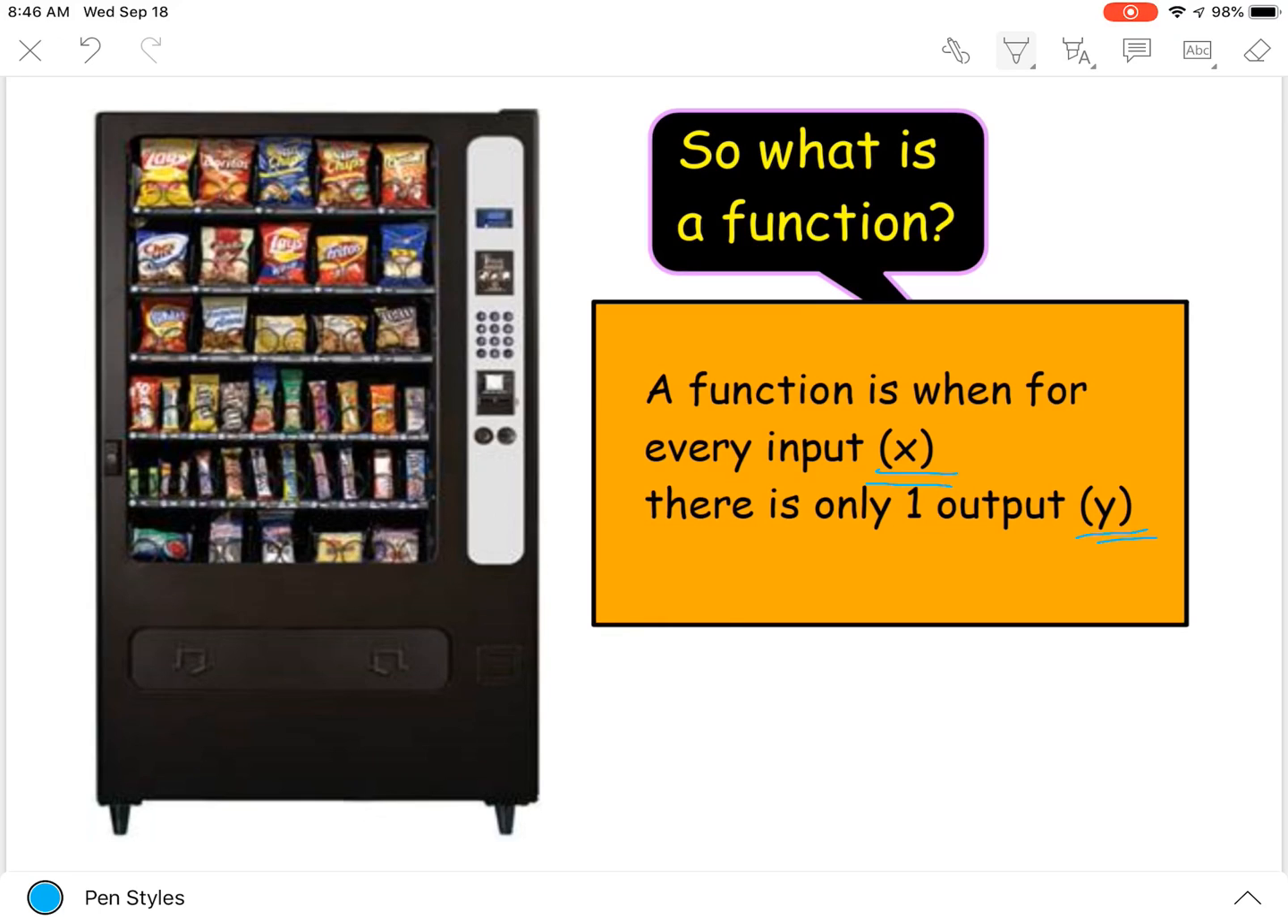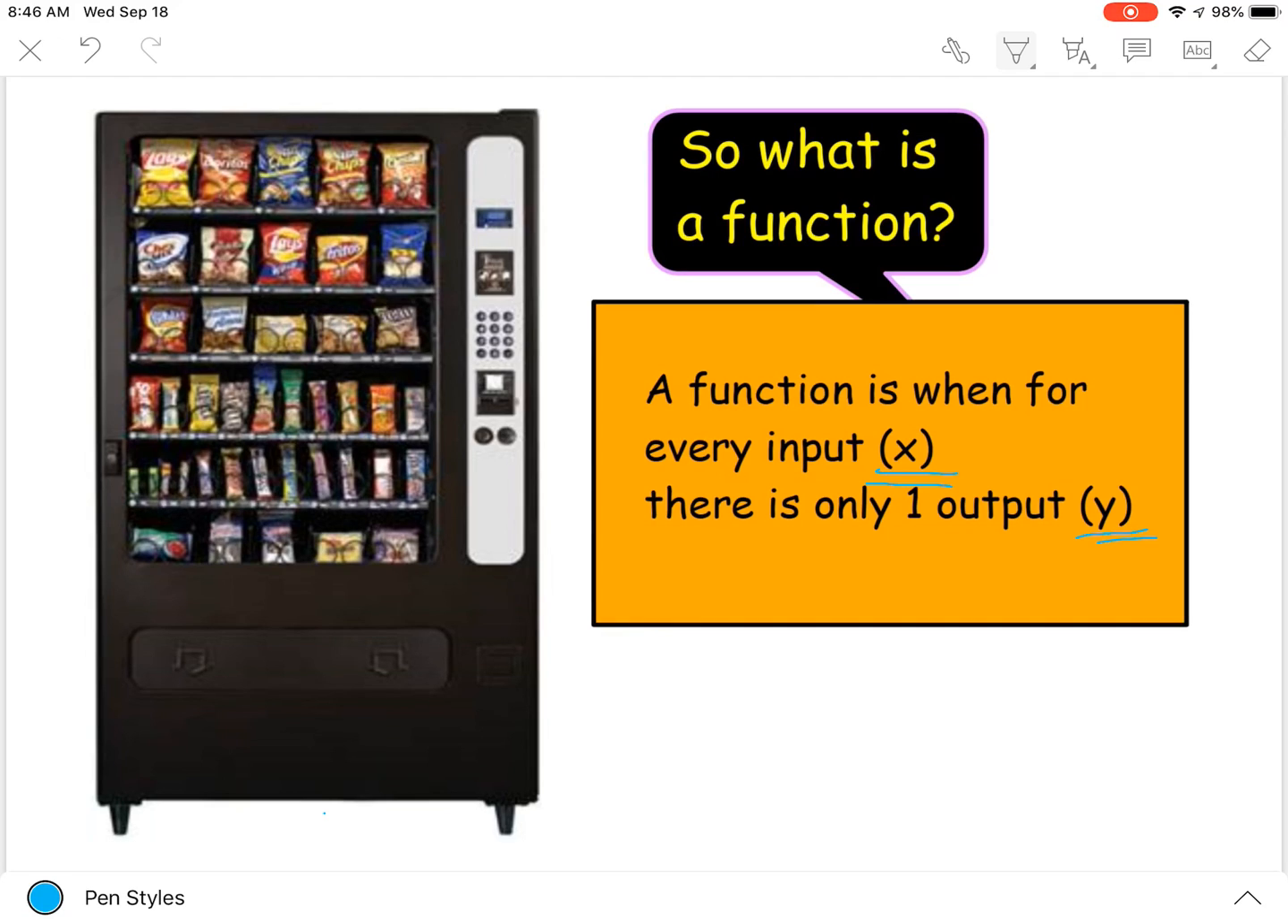So when we think about a function, we can compare it to different applications or different things in our lives. So for example, we have a picture of a vending machine right here. So a vending machine is an example of a real-life function.